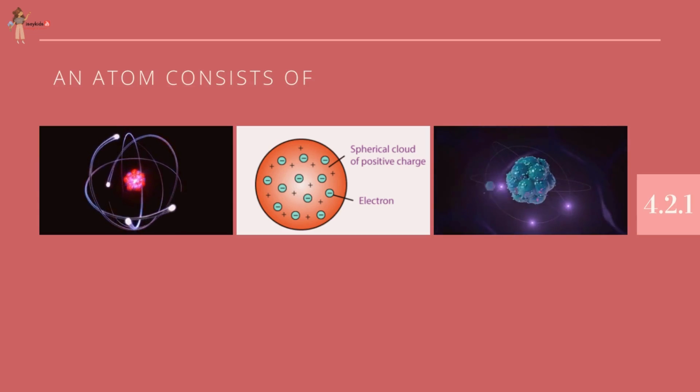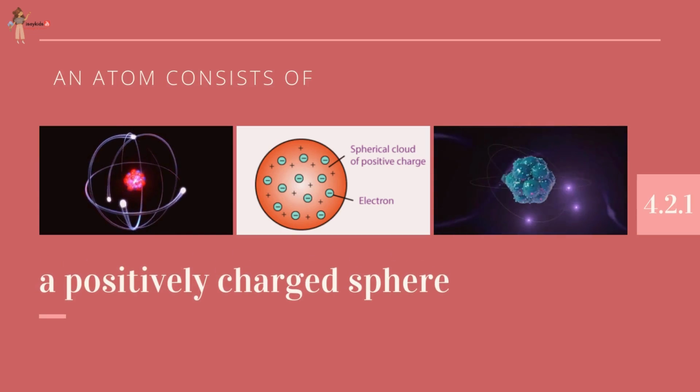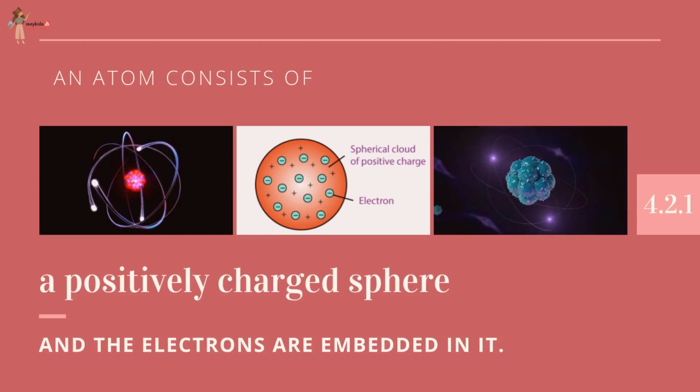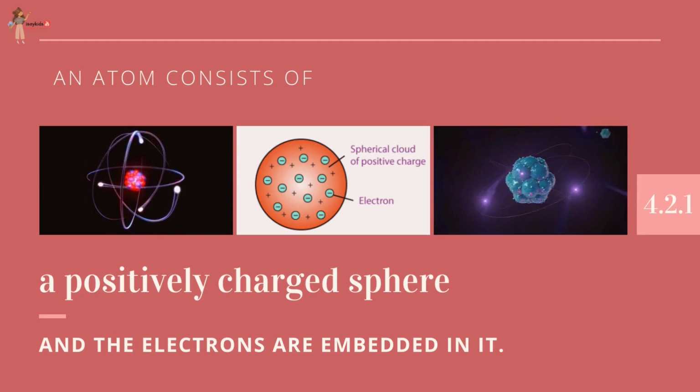Thomson proposed that an atom consists of a positively charged sphere and the electrons are embedded in it.